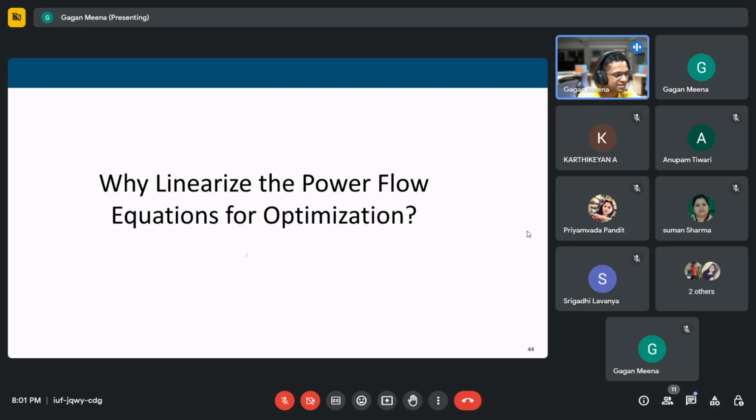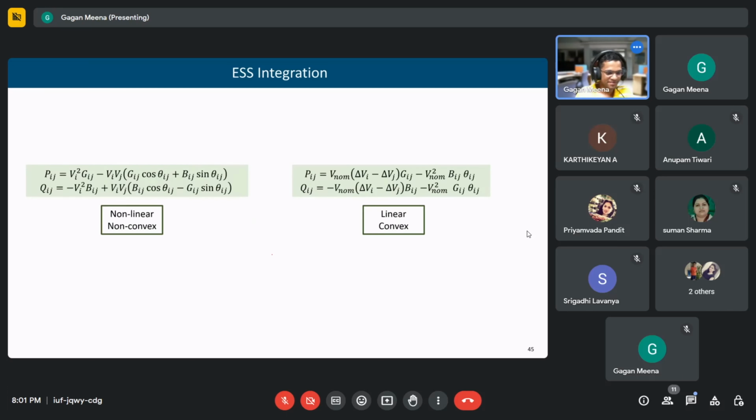Why is it non-linear? Can you tell? Load is non-linear, parameters are non-linear, everything is non-linear. Load is linear, means we assume that load is constant. We forecast it, so it's a constant value. But temperature, atmosphere, everything is non-linear.